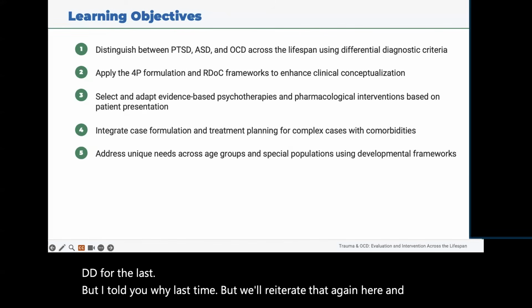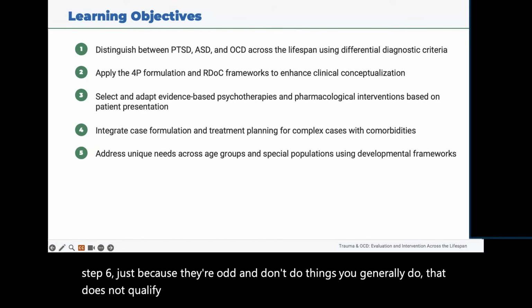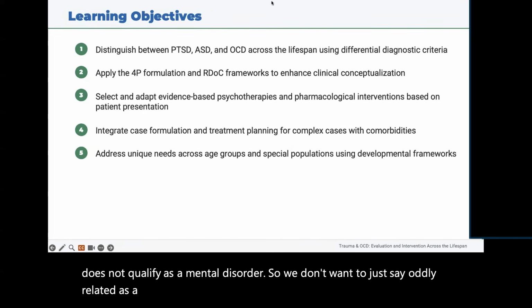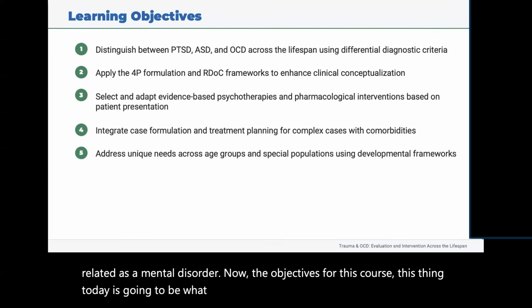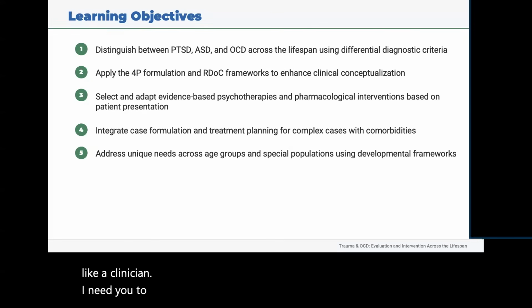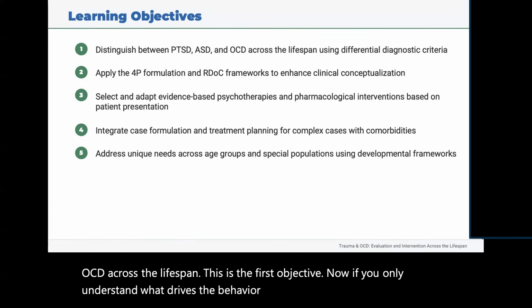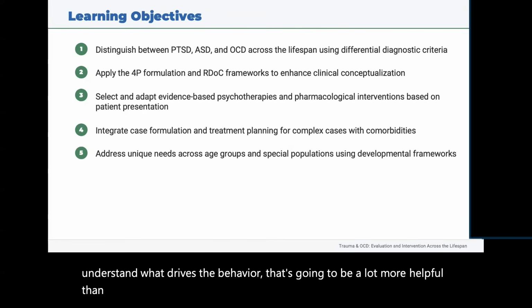And then step 6, just because they're odd and don't do things you generally do, that does not qualify as a mental disorder. So we don't want to just say oddly related is a mental disorder. Now, the objectives for this course, this thing today, is what I want you to walk away with. I need you to think like a clinician. I need you to first figure out how to distinguish between PTSD, ASD, and OCD across the lifespan. This is the first objective. Now, if you only understand what drives the behavior, that's going to be a lot more helpful than just paying attention to what it looks like.